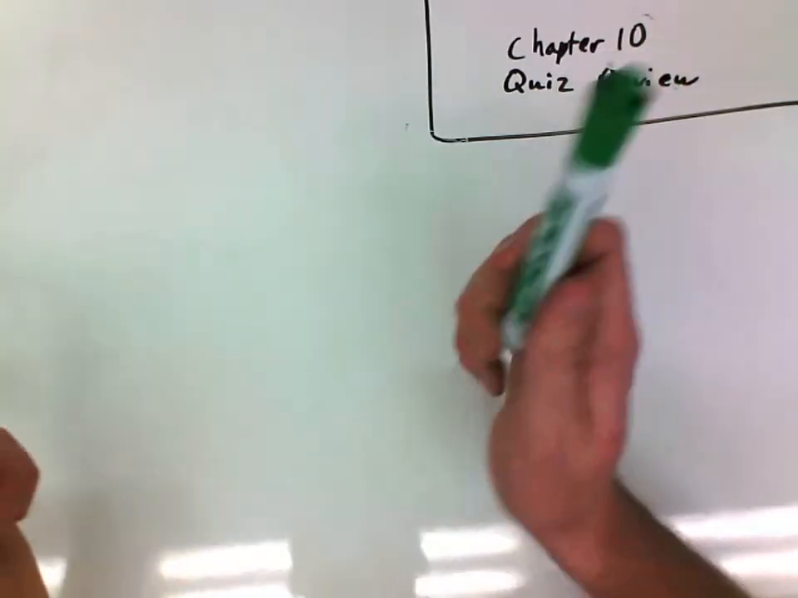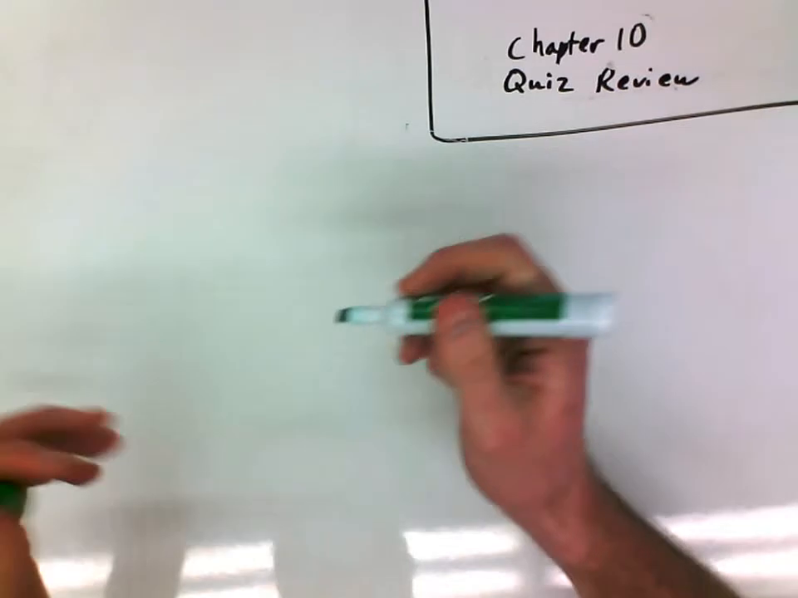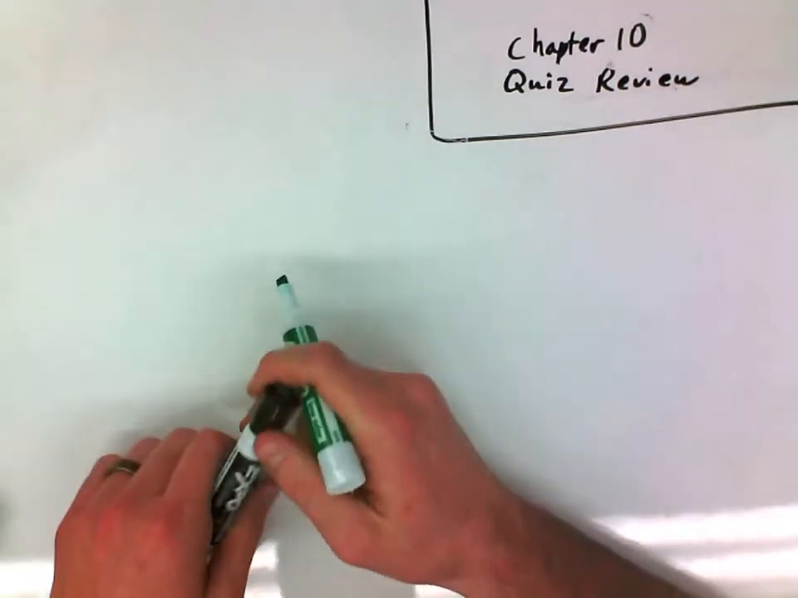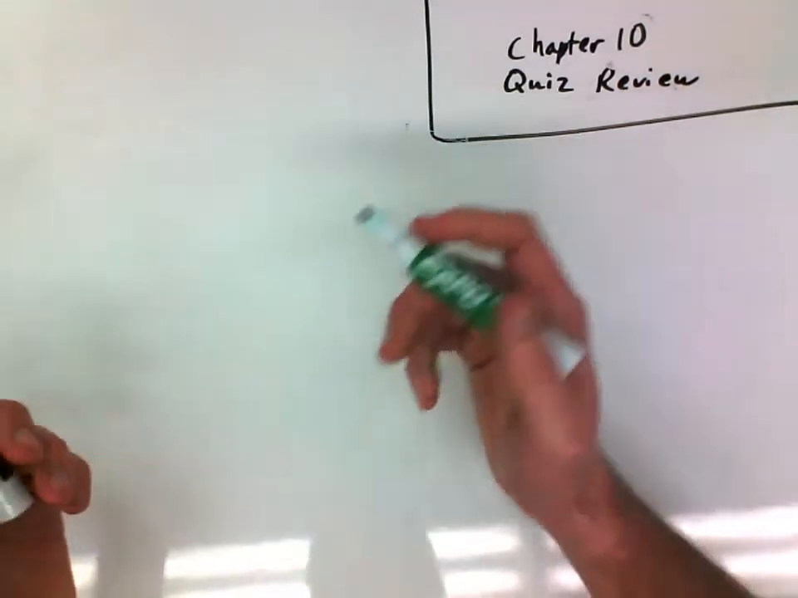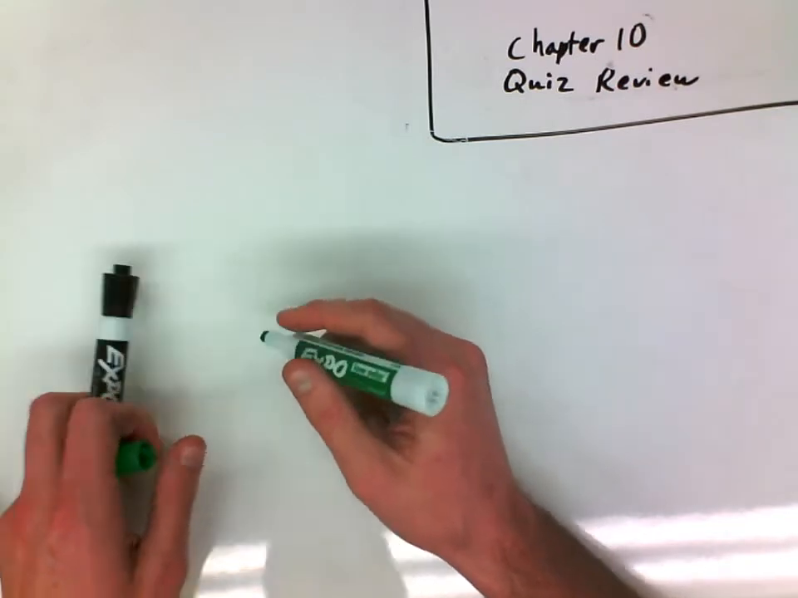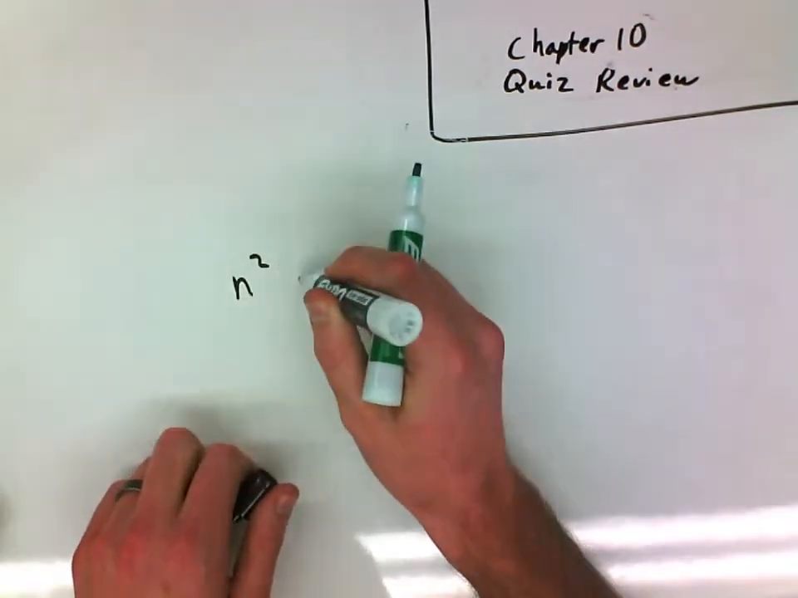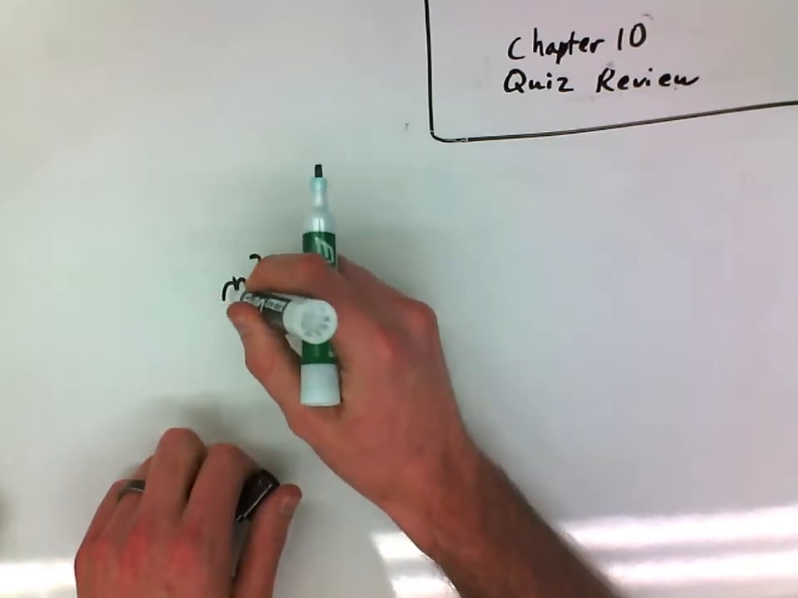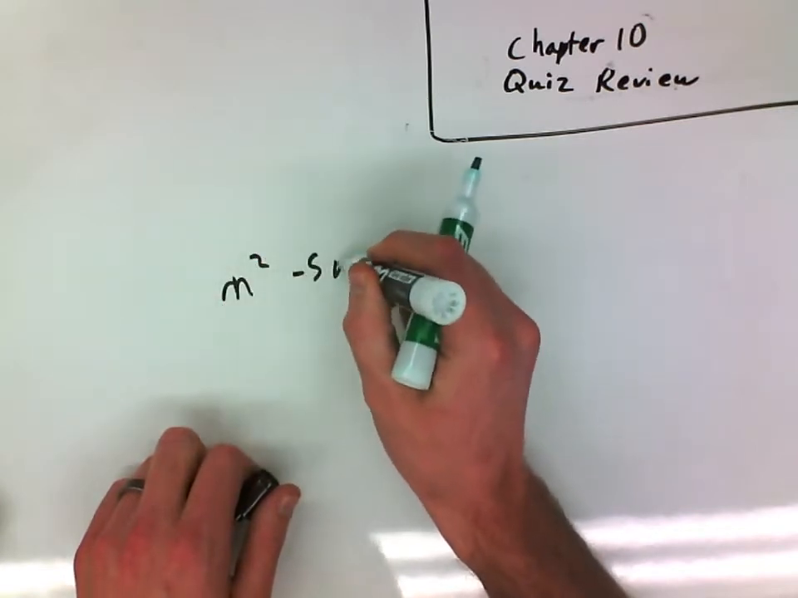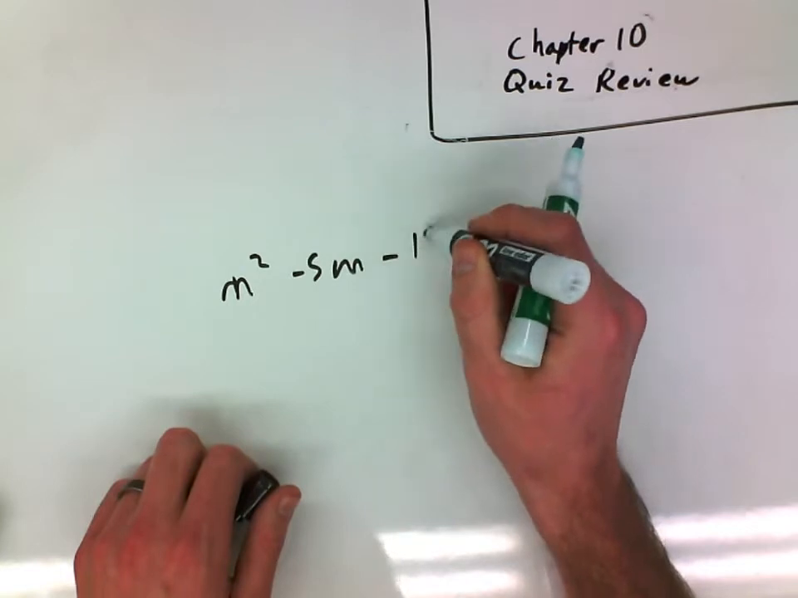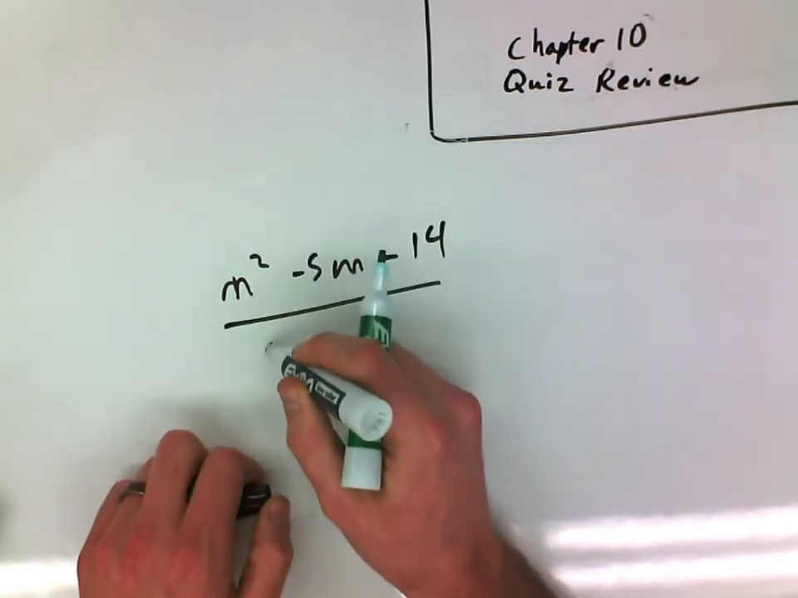Okay, so last thing we covered before the quiz was simplifying expressions and talking about excluded values, right? So let's say I had something like this one. Let's do m squared minus 5m minus 14.